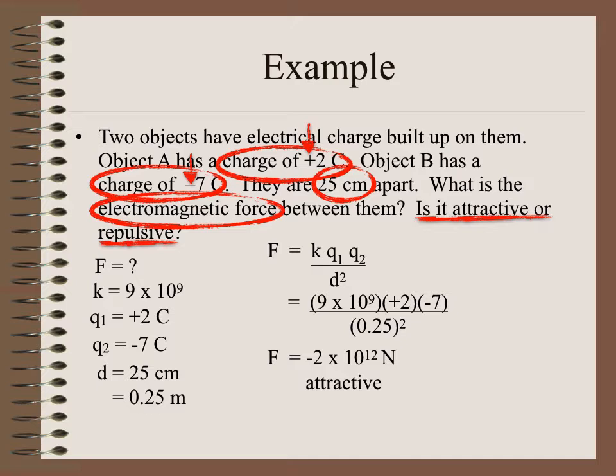Another way of doing this is by looking at the sign in front of your final answer. In this case, it's negative. The only way to get a negative answer out is if one charge is positive and the other is negative. So a negative sign indicates that the force is attractive. If both charges had been positive, or if both had been negative, then the answer would have been positive. A positive sign would indicate repulsion. So in this case, our final answer, negative 2 times 10 to the 12th newtons, is attractive.